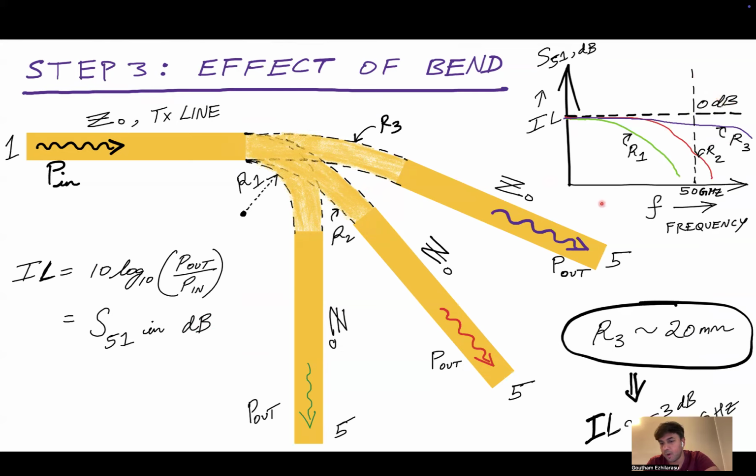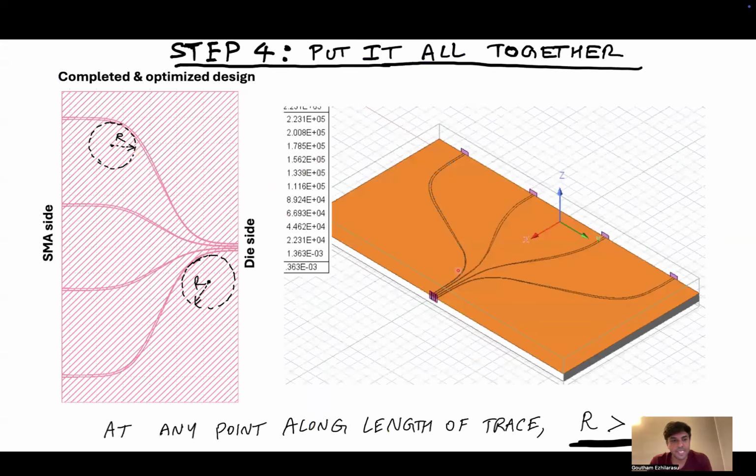Qualitatively, and quantitatively when the simulation was done, it was found that the value of this R3 was around 20 millimeters. So throughout the fan-in of the link, if I make sure that at any location the bending radius of this link is greater than 20 millimeters, going from the SMA to the pads on the PIC, I can maximize the insertion loss, or minimize the return loss, right? And therefore, it is better matched.